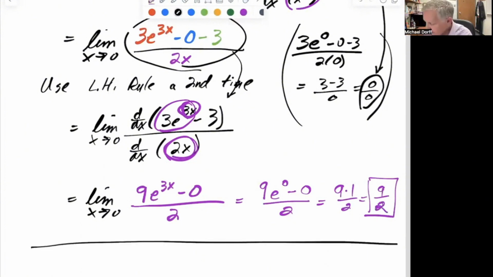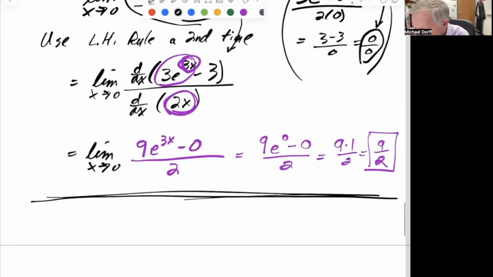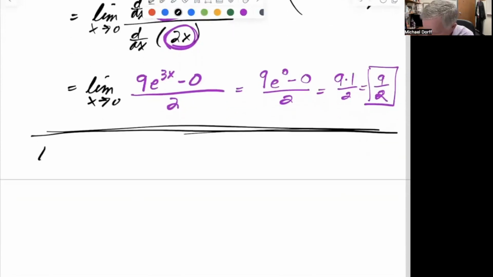So this demonstrates that sometimes you're going to need to do L'Hopital's rule more than once, and you can do that on a problem and get the correct answer. No problems there doing that. Let's look at another example.